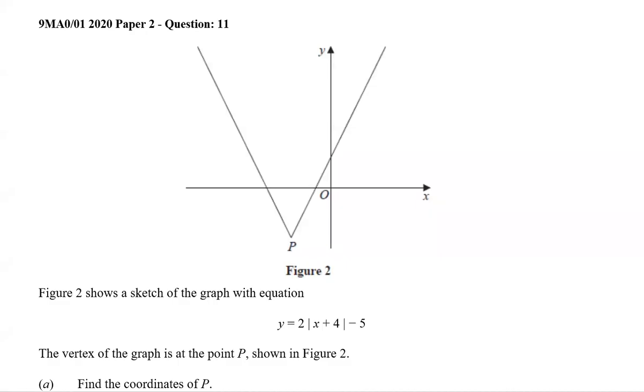So this is question 13 from the trial exam. It came from paper 2 2020, question 11 on that paper. And we have figure 2, it's a modulus graph. The equation's given, and we have to find the coordinates of P. There's various ways of thinking about this.